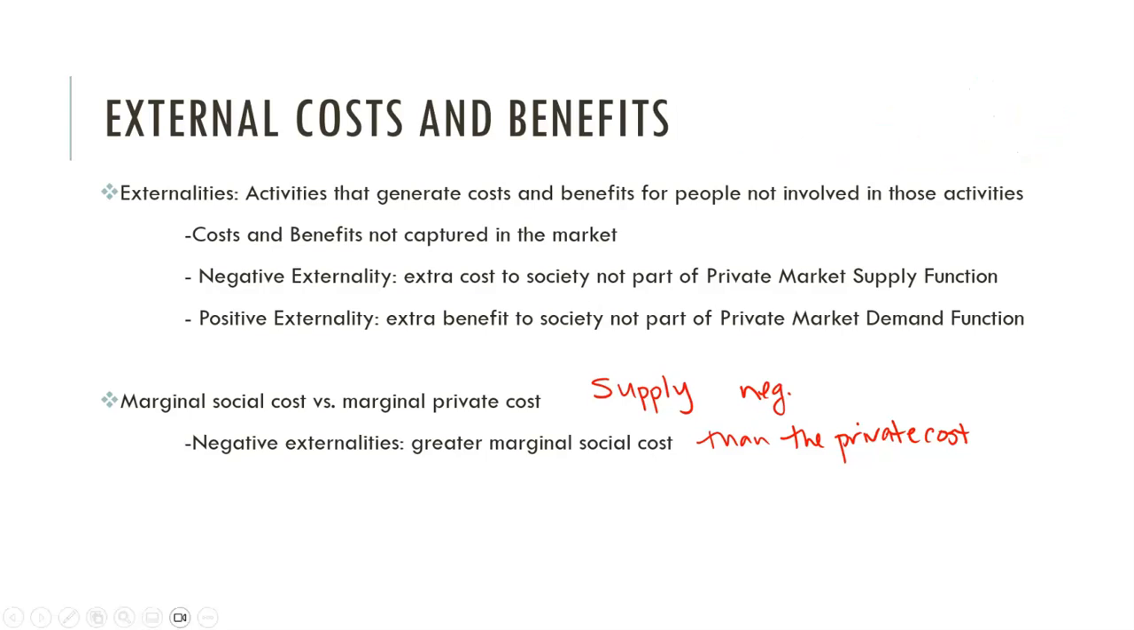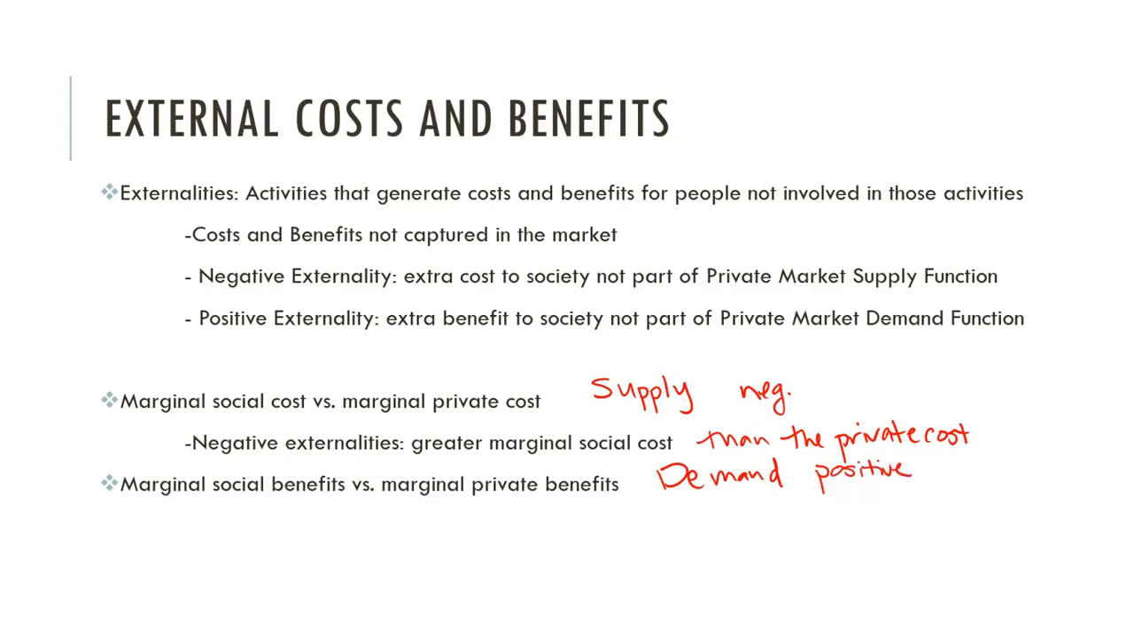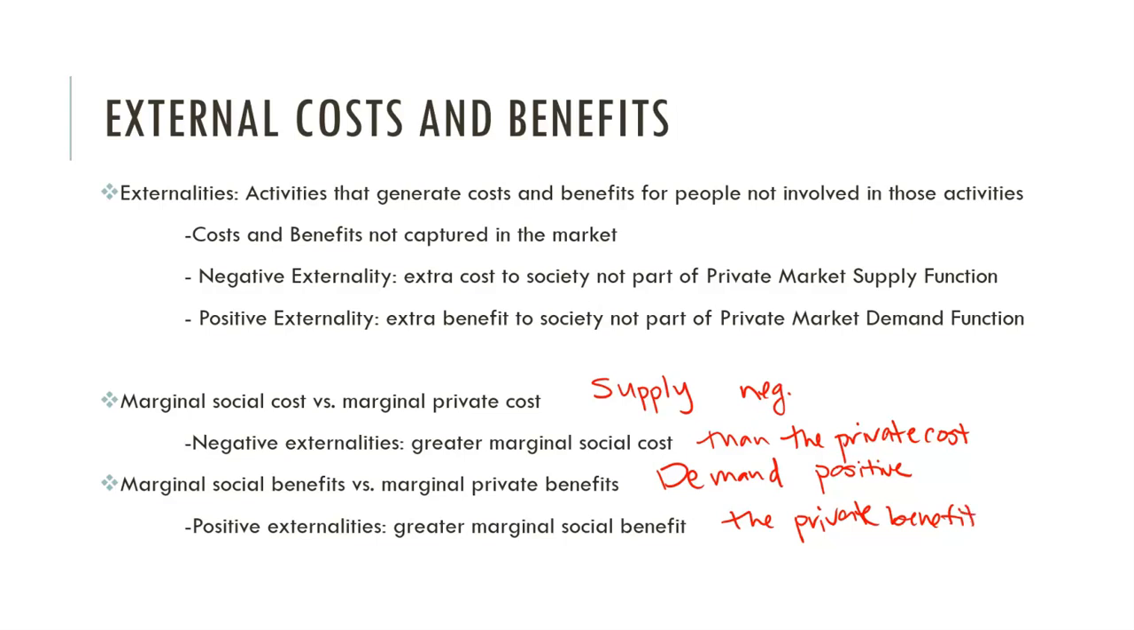The benefit side, we are going to say, is going to impact the demand curve. So with marginal social benefit versus marginal private benefit, we're going to look at the demand curve, and this is typically going to be for positive externalities. With a positive externality, there's a greater marginal social benefit compared to the private benefit. And in this case, we would say that our markets are going to be underproducing because there are extra benefits to society that the individual buyer, the individual person on the demand curve, is not benefiting from.